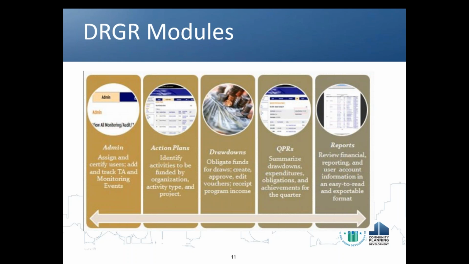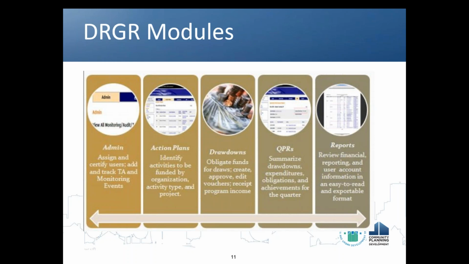The action plan setup is key for how you're going to draw down your funds, which is the next module, or how you're going to fill out your quarterly performance report. Again, drawdowns are money, money, money. You're going to obligate and you're going to draw and approve vouchers, both for program funds and for those that may have it, program income. And quarterly performance reports is exactly what it says it is.